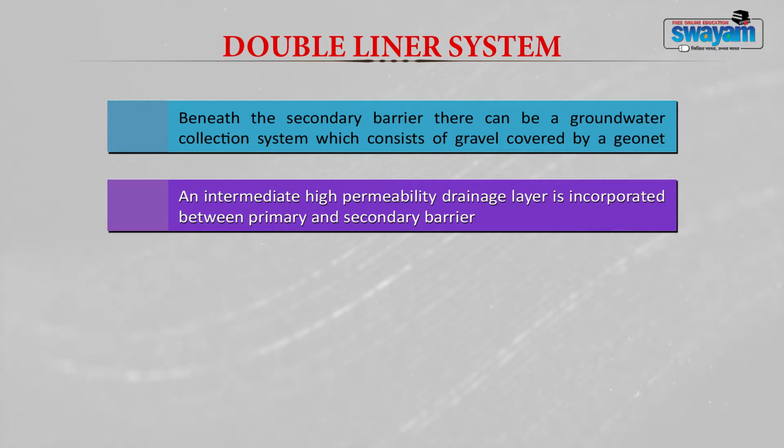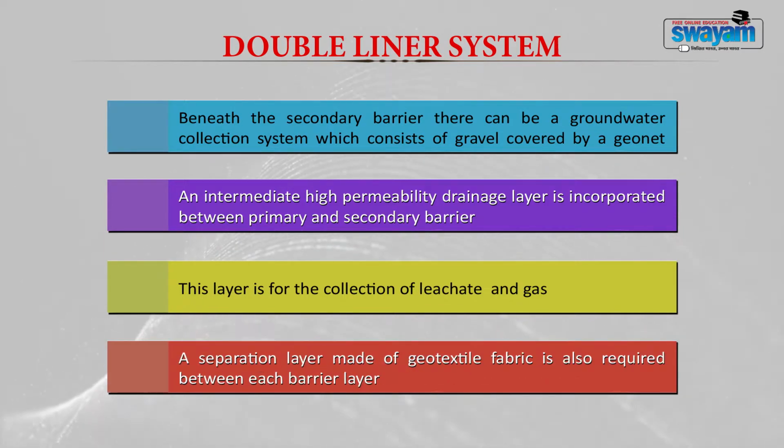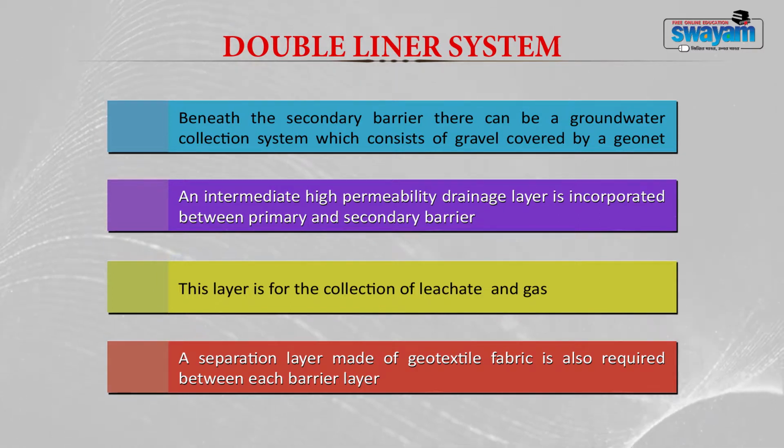An intermediate layer with a high permeability drainage layer is incorporated between the primary and the secondary barrier. This layer is for the collection of landfill leachate and gas. A separation layer, again made of geotextile fabric, is required between each barrier.